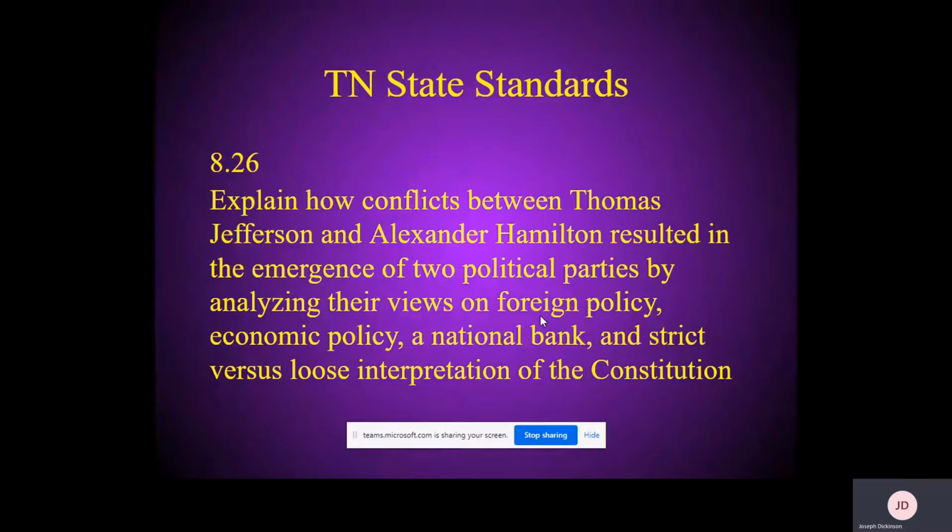We didn't help anybody. All right, so the economic policy, or how are they going to tax? This is going to be Alexander Hamilton. Follow my mouse. That's his big claim to fame. And then you got the national bank. So we're going to make a bank for the whole United States. And strict versus loose interpretation of the Constitution. Now, what do you think interpretation means? Talk to your neighbor about that.